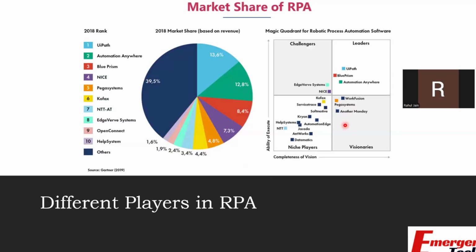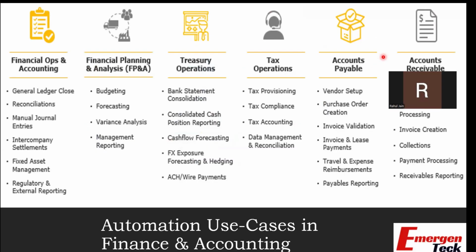So if you consider the market share for RPA, the source is the Gartner survey. If you consider the leaders in terms of automation, we have Automation Anywhere, then Blue Prism and UiPath in the top leaders. So moving forward, what are the applications?